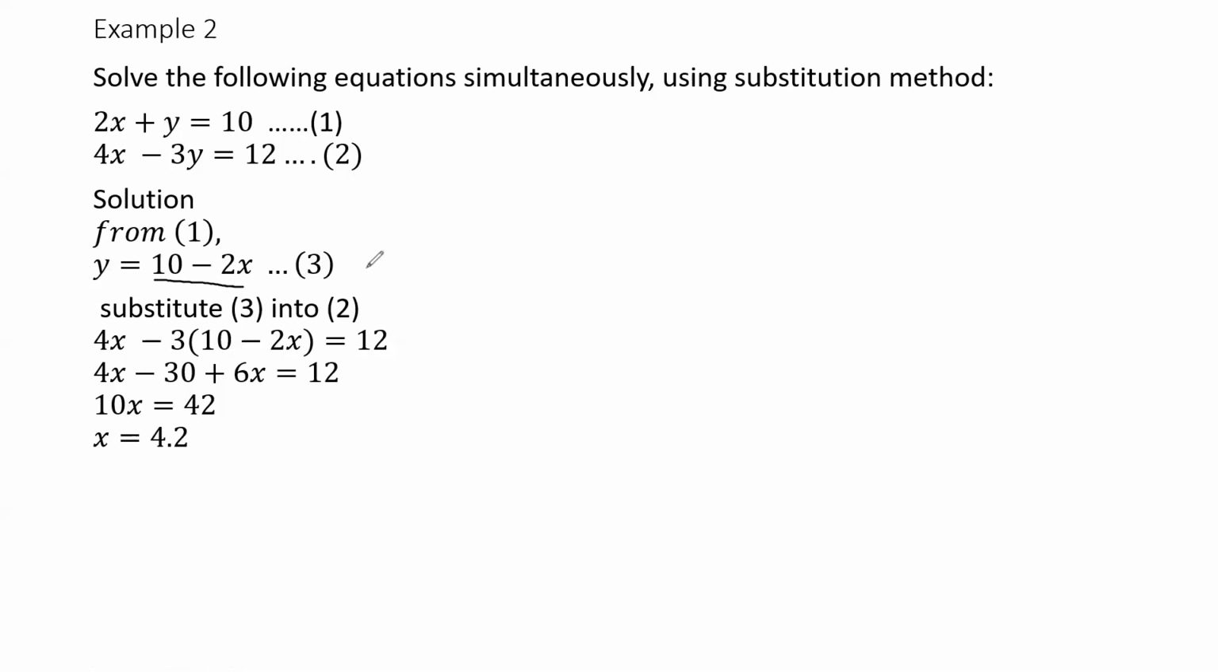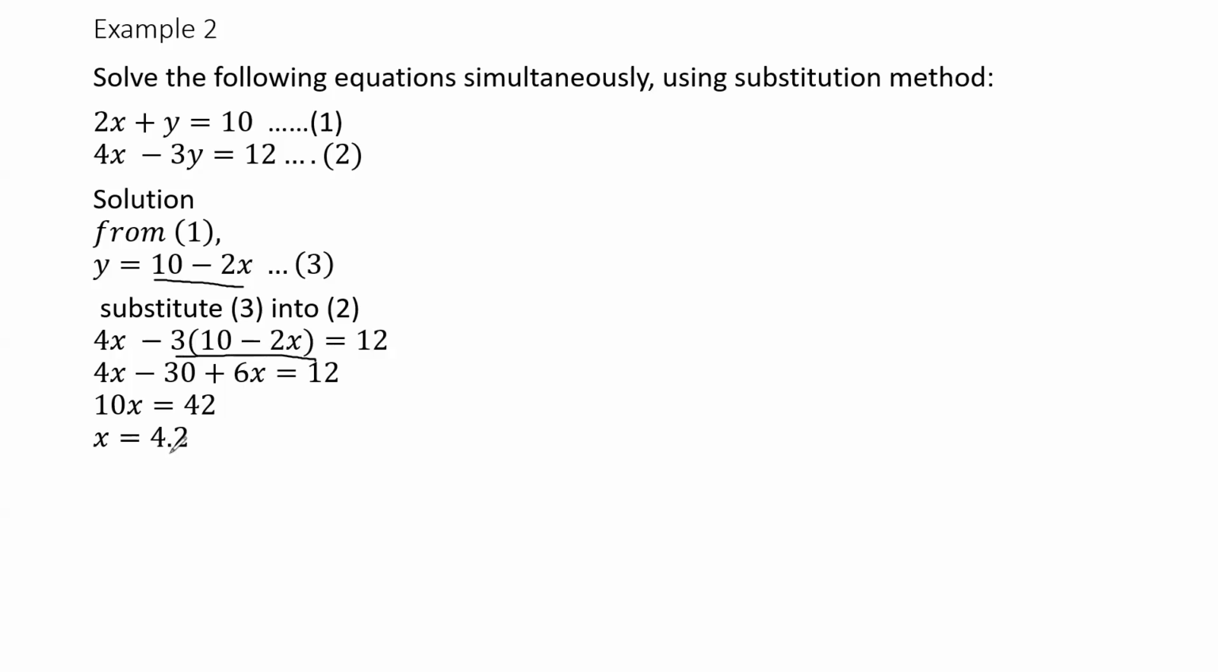Then we do substitution. We put 3 into 2. When you go to 2 here, we have 4x minus 3. Now this one is equation 3, with 10 minus 2x, that's what you can see here. Now equal to 12. So we expand and simplify. We get x equal to 4.2.